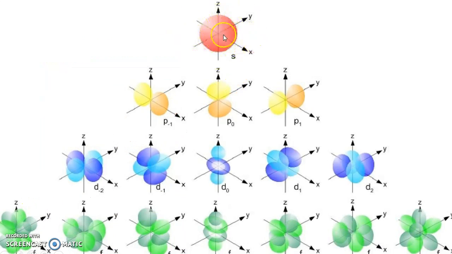So the S comes in sets of 1, P's come in sets of 3, D's come in sets of 5, and the F's come in sets of 7. And this has 1 lobe, this has 2 lobes, for most of them D has 4, and for F, most of them have 8, which you can see better here. And why are there these mathematical patterns? Well, that's because these are answers to mathematical solutions of that Schrodinger equation.